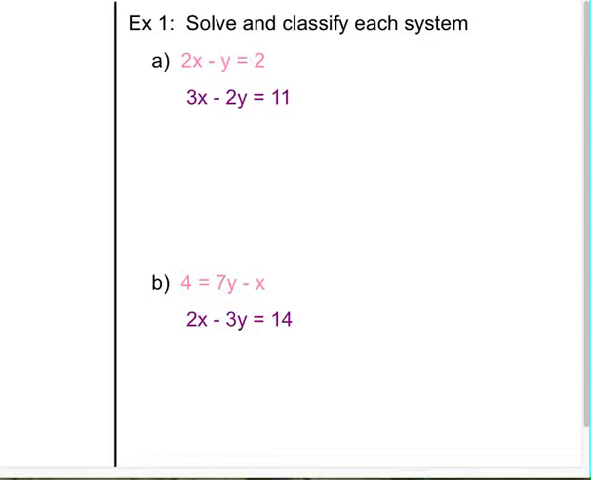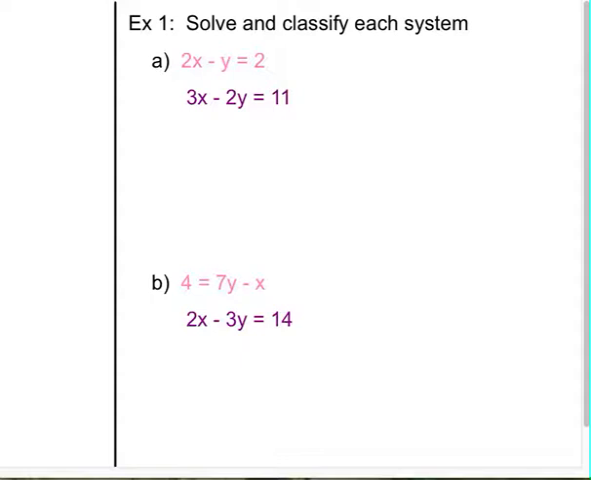So I'm looking at a system where I've got 2x minus y equals 2 and 3x minus 2y equals 11. So I want to get one of the equations solved for x or y, doesn't matter which one. But I also want to do this in a way that's easiest for me. And looking at, for example, our first equation, if I'm solving for x, I'm going to add y and divide everything by 2, which is going to give me a fraction. Same thing for my second equation.